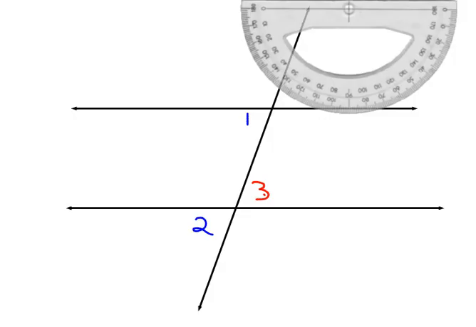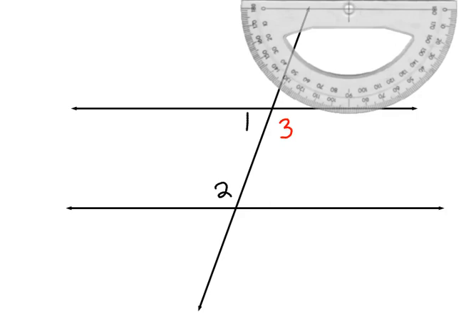So we've talked about alternate interior and corresponding. What's left? Co-interior. So 1 and 2 are co-interior. What do I know about 2 and 3? They're equal in measure. What do I know about 1 and 3? What type of angles are those? They're supplementary because they're a linear pair.